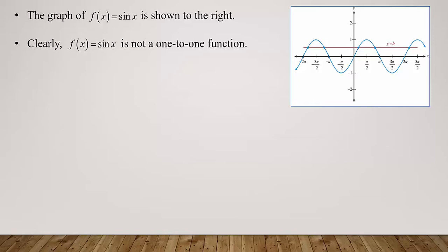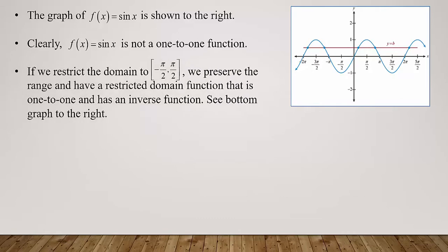There are an infinite number of ways we could restrict the domain and still preserve the range. Remember, the range is -1 to 1. There are an infinite number of ways that we could restrict the domain. But in trig, you would have seen we're going to restrict the domain to go from -π/2 to π/2. And that preserves the range. And on that restricted domain, the function is 1 to 1, and it has an inverse function.